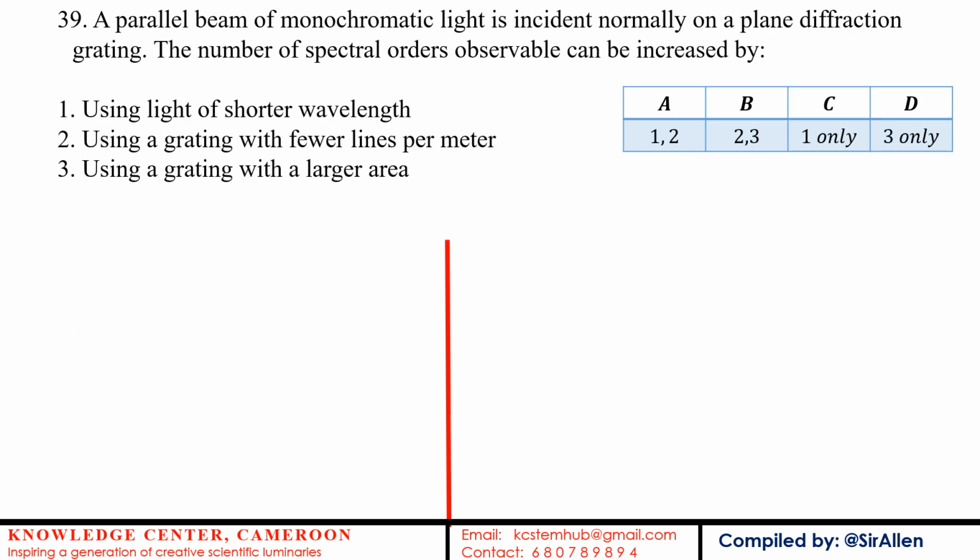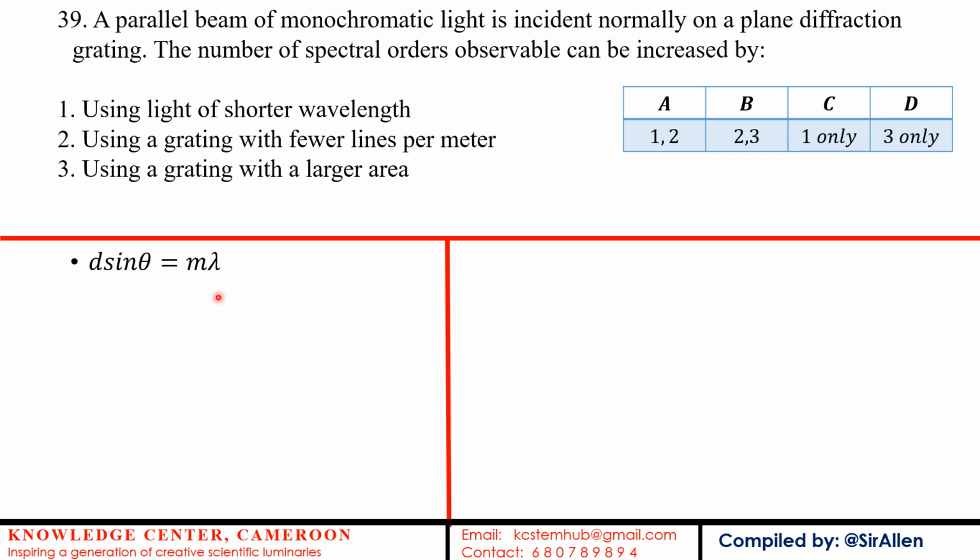A beam of monochromatic light is incident normally on a plane diffraction grating. The number of spectral orders observable can be increased by, okay, let's just write down the diffraction grating equation. So our order m is d sine theta over lambda, but d is one over a, where a is the grating specification, the number of lines per millimeter, all right? So our m therefore becomes a sine theta divided by lambda.